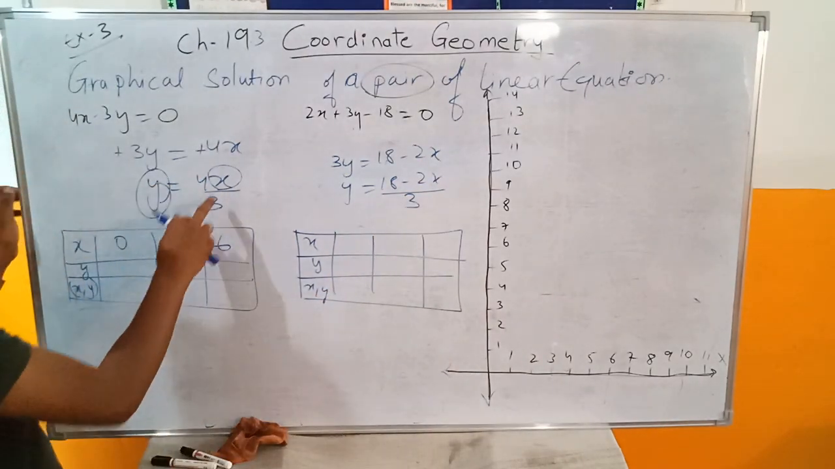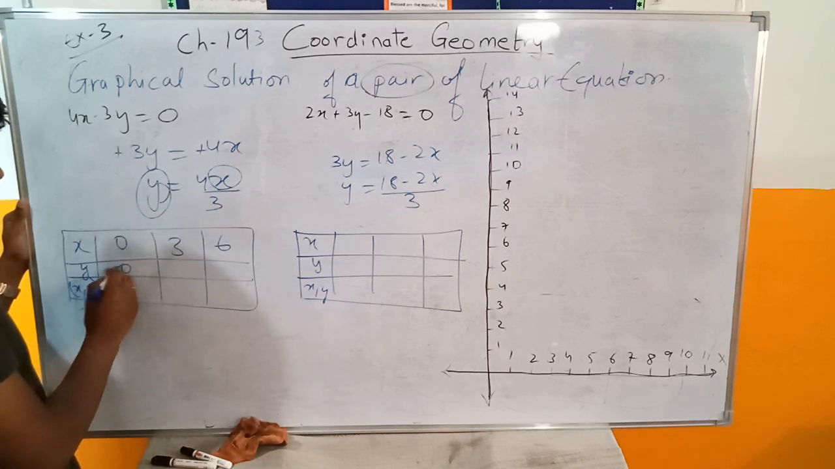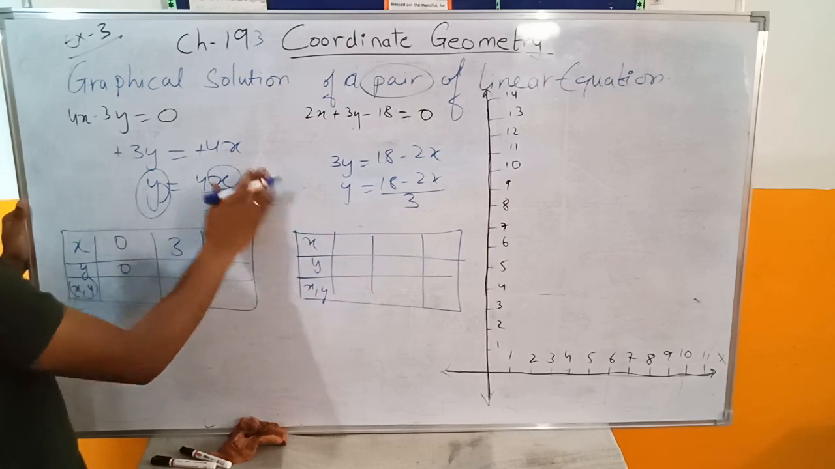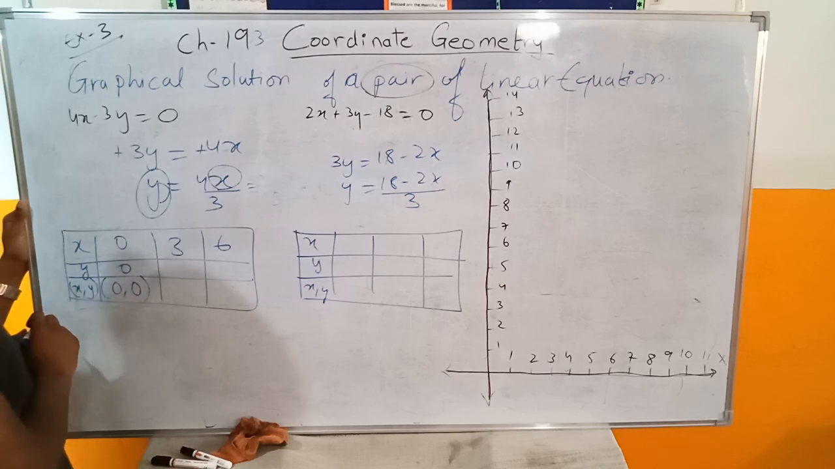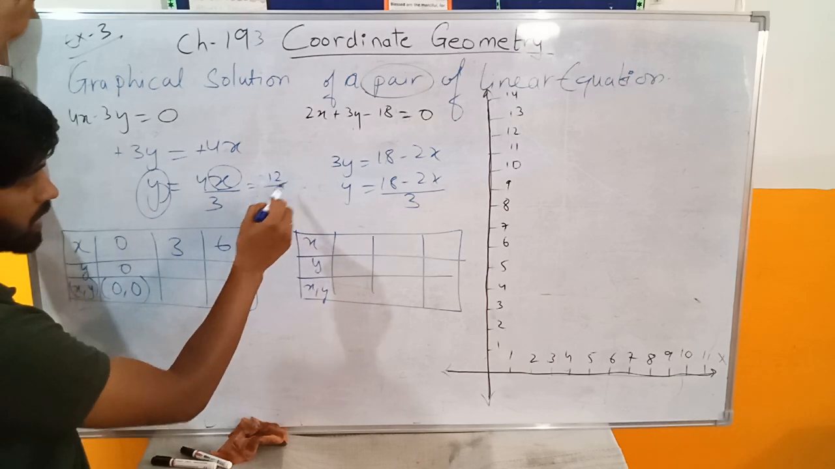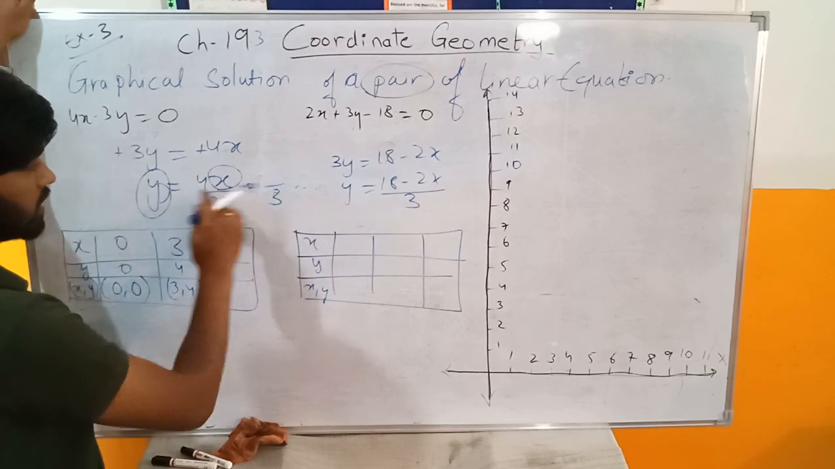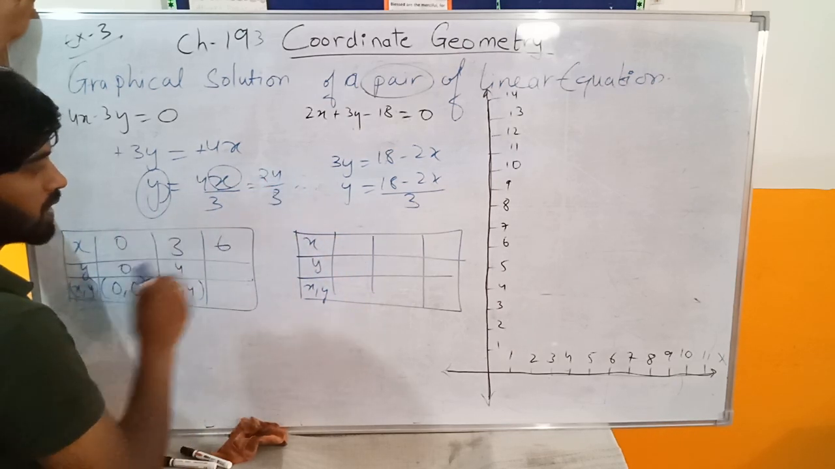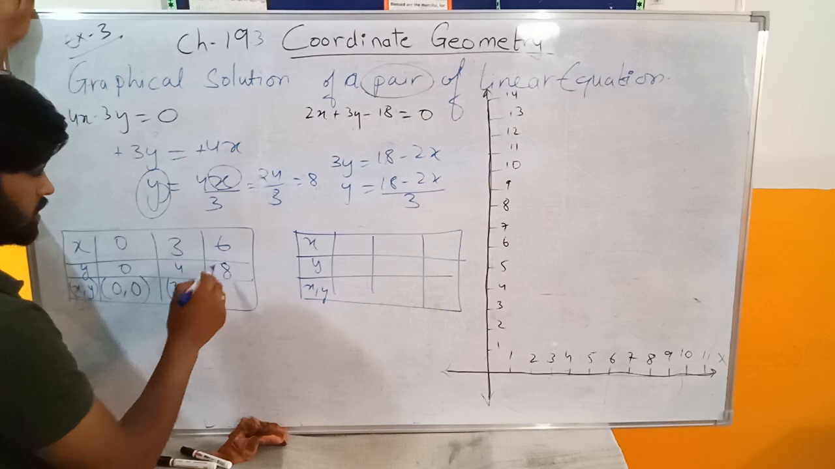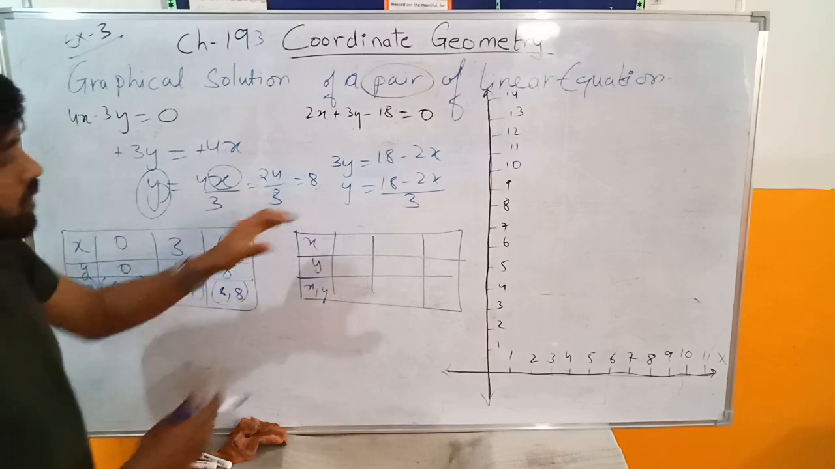First, in place of x, I'm going to take 0. When I put 0, my answer is 0, because 4 into 0 is 0, upon 3 is 0. So 0 comma 0 is the first ordered pair. Second, I'm going to take 3. 4 3s are 12 upon 3, my answer will be 4. So 3 comma 4. Then I'm going to take 6. 6 4s are 24, and 24 divided by 3 is 8. So 6 comma 8.